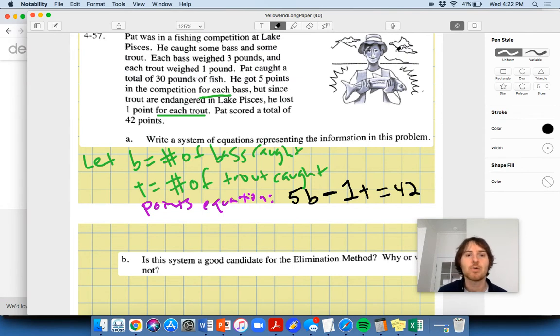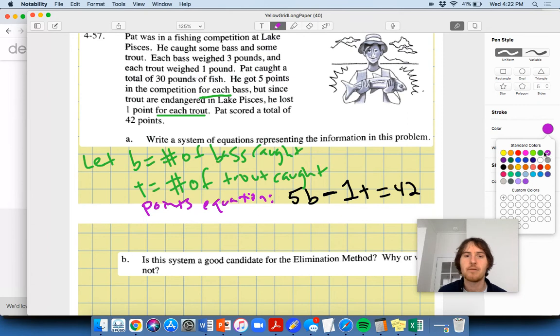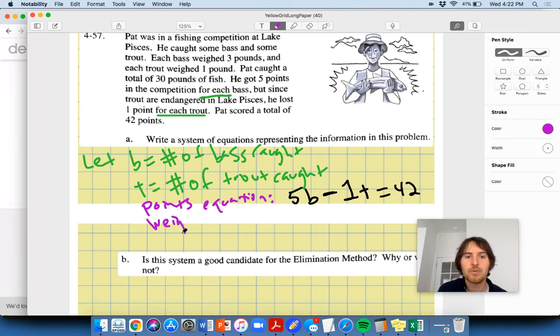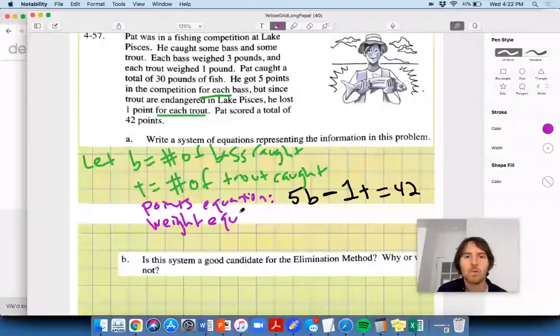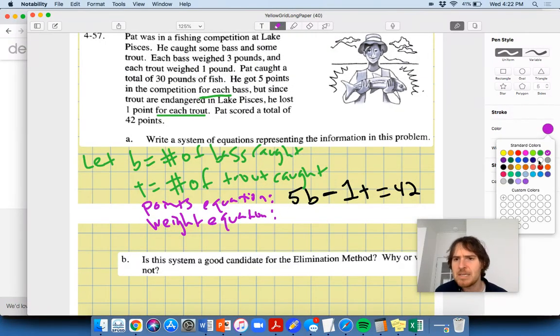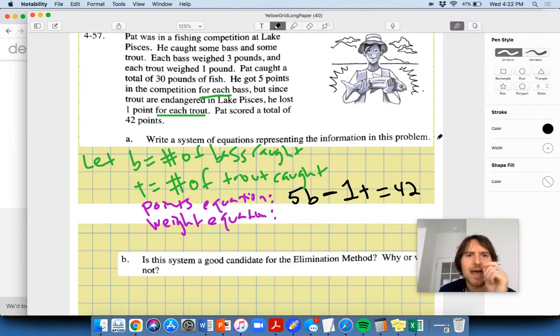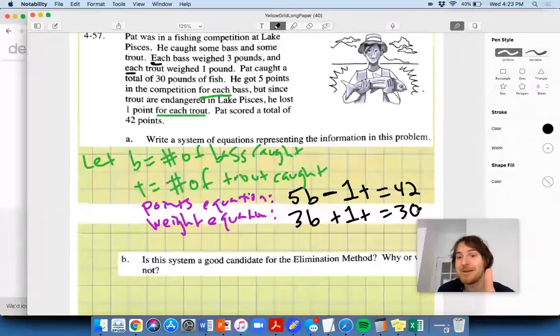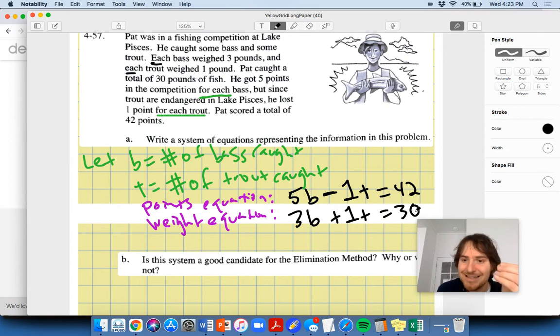But it says here also, it looks like we're going to have a weight equation. That's the other kind of relationship being talked about, a relationship of equality because it's an equation. So what is the weight equation? Each bass weighed 3 pounds, so 3 times B, 3 pounds for every 1 bass, right? 3 times the number of B. And then each trout weighed 1 pound, so 1T, and he caught 30 pounds. 30 pounds is a fixed number, it's not next to a variable. 30 pounds is a constant in this problem.